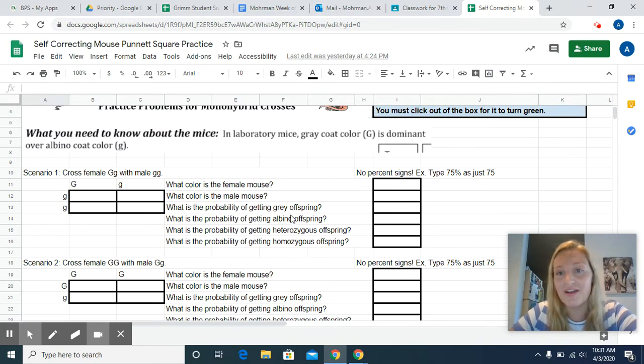This is a new kind of form that we're trying out this week. It's a self-correcting form. Each of these bolded squares, you're going to be typing an answer into. When your answer is correct, it's going to turn green. If it stays white, it means you need to keep trying until you get that green, because that green means you're correct. You'll see what that looks like as we go through these.